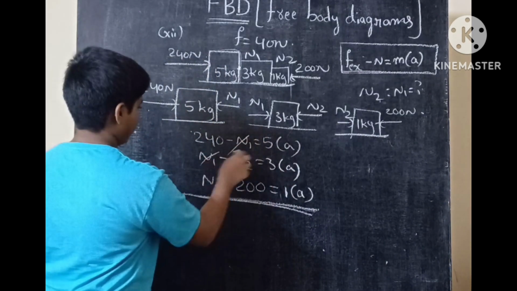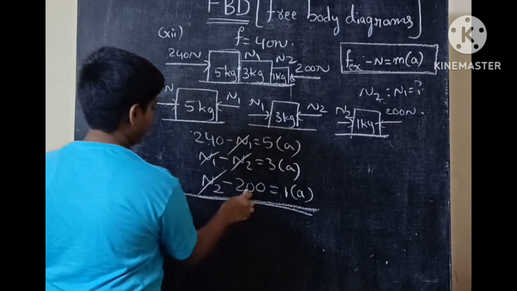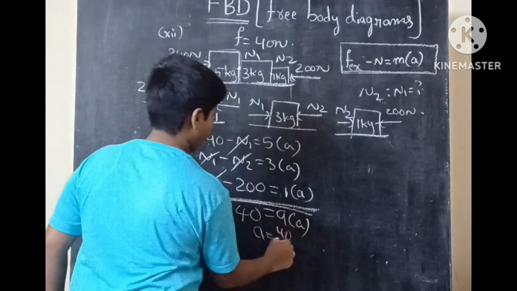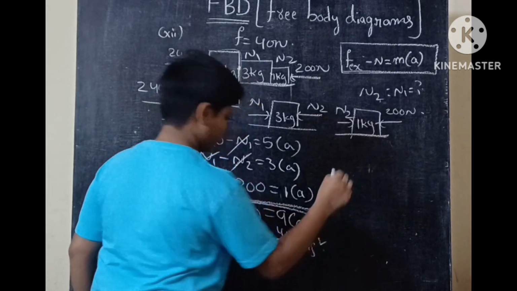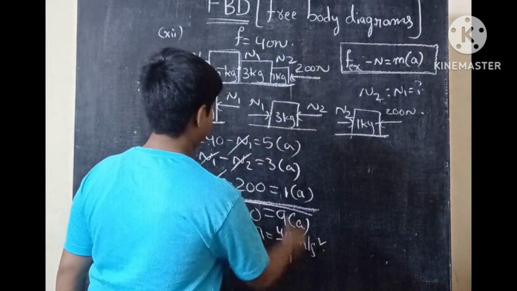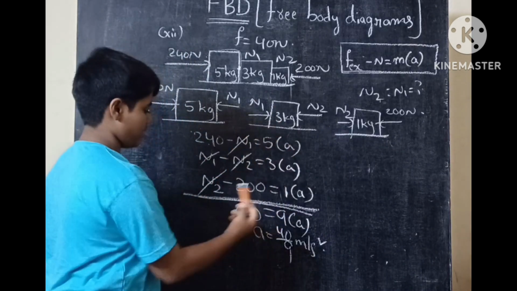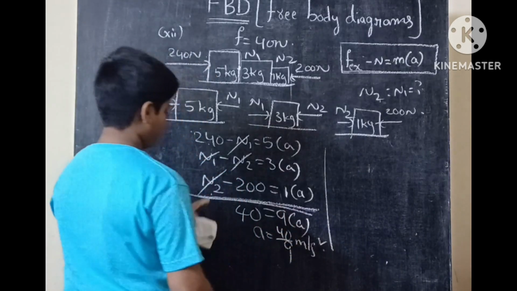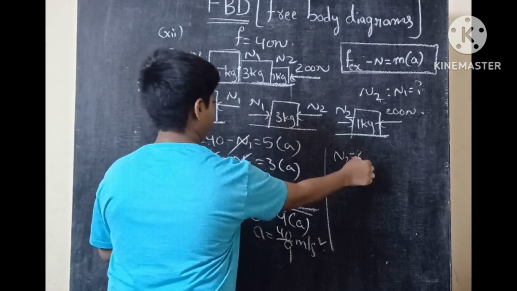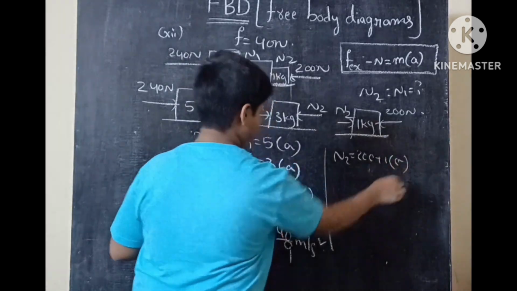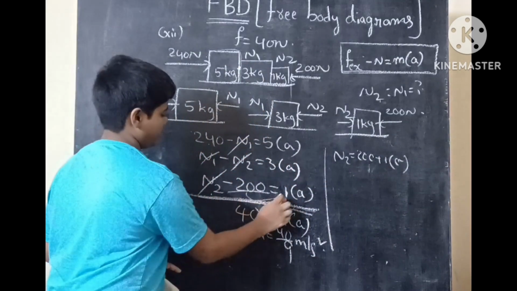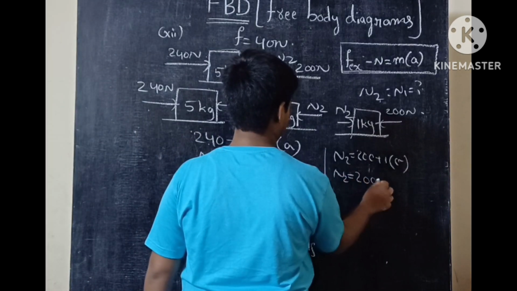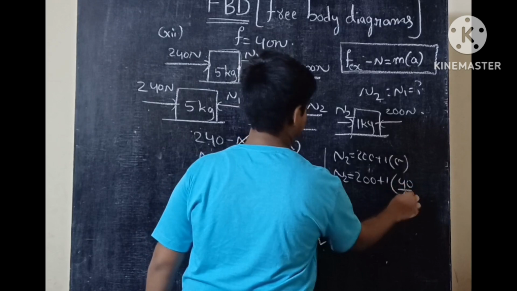Okay. So N1 gets cancelled, N2 gets cancelled. 240 minus 200, 40, is equal to 9 of A. So acceleration is 40 by 9 meter per second square. Now if I find the N2 value, N2 is equal to 200 plus 1 of A, because if I transpose this term to this side it becomes positive. So N2 is equal to 200 plus 1 into 40 by 9.